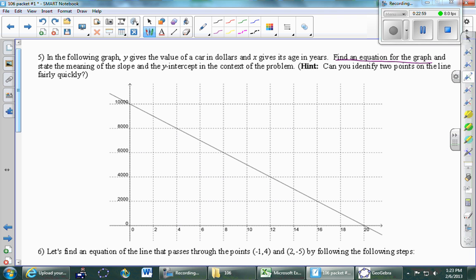So the first thing I want is the Y-intercept. You can read it off the graph. What is B? It's 10,000. That's just reading what the Y-intercept is. So the B is 10,000. The other thing that we need to know is the slope. Well, we have ways to calculate the slope, but all of them involve having 2 points.